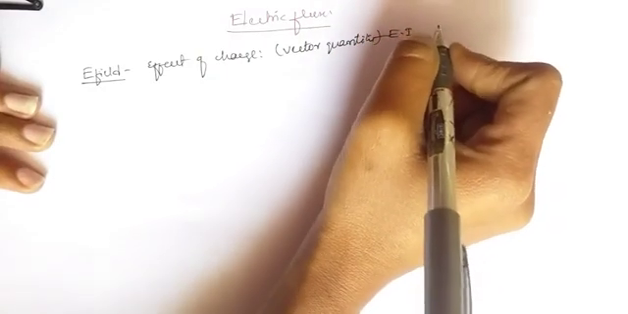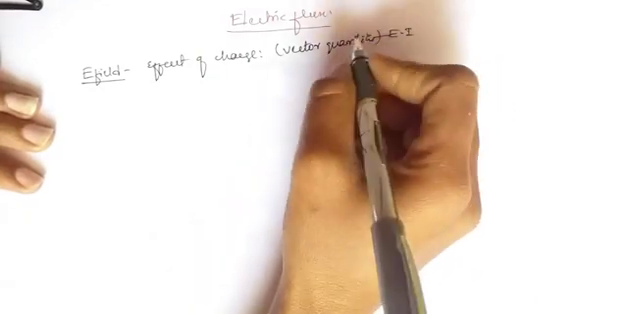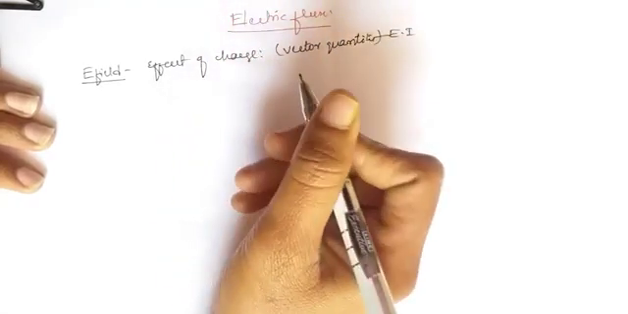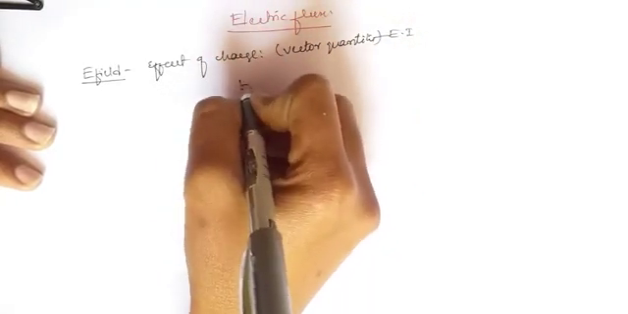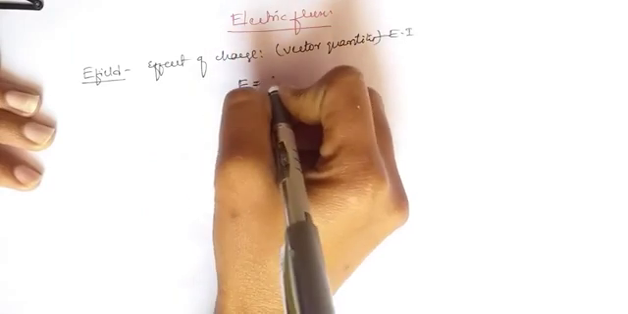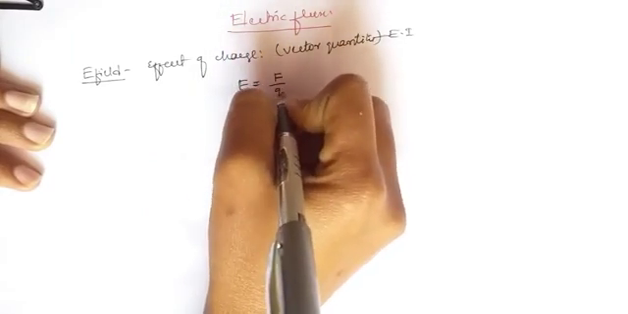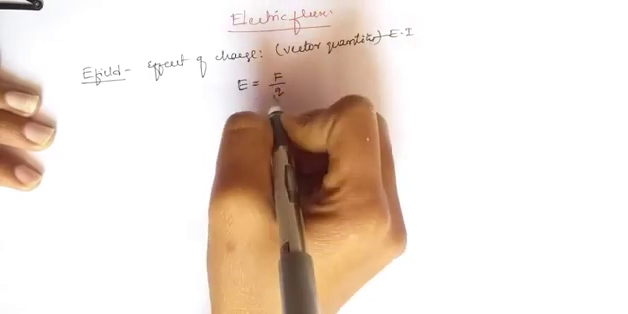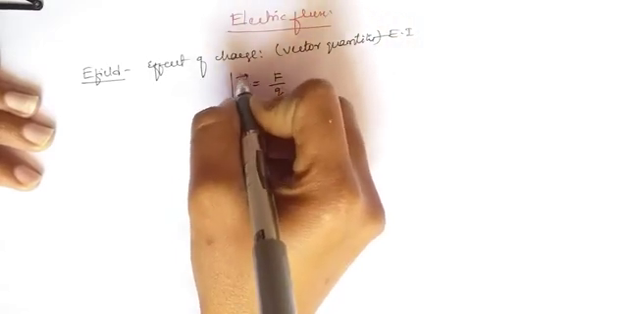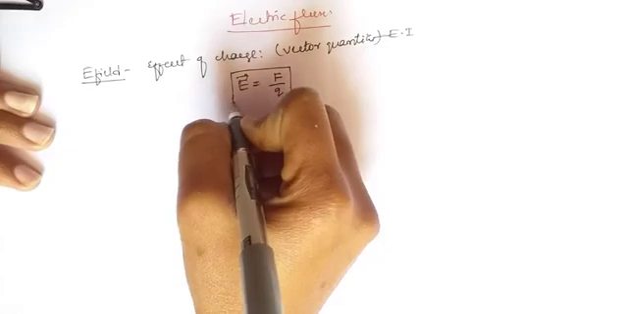Okay, so now here already we have some formula, that is electric field intensity is equal to what? The force which is experienced by the charge. So here the force experienced by the charge is the electric field intensity. It is a vector quantity.